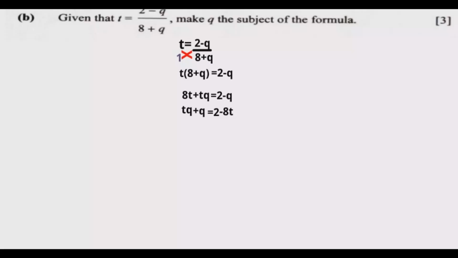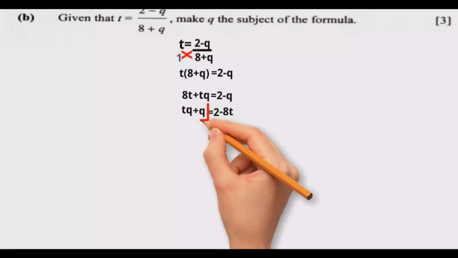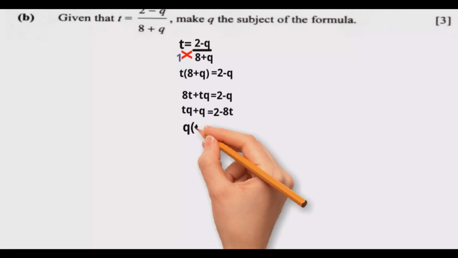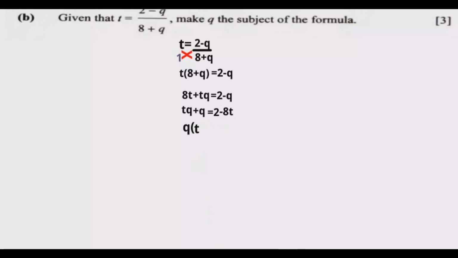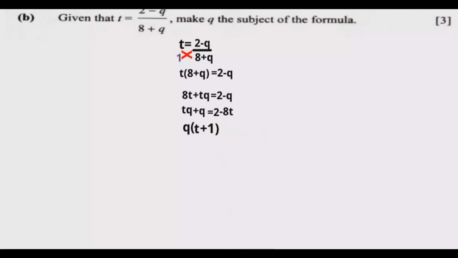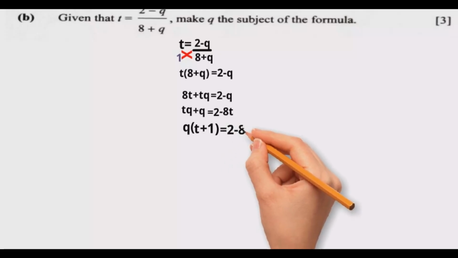Then what I'm going to do now is factorize tq plus q. The factor that is found in both terms, tq and q, is q itself. So I'm going to say q, then open bracket, q into tq will give us t, then q into q will give us 1. So I'll come up with an expression which is q, open bracket, t plus 1, close bracket, is equal to 2 minus 8t.